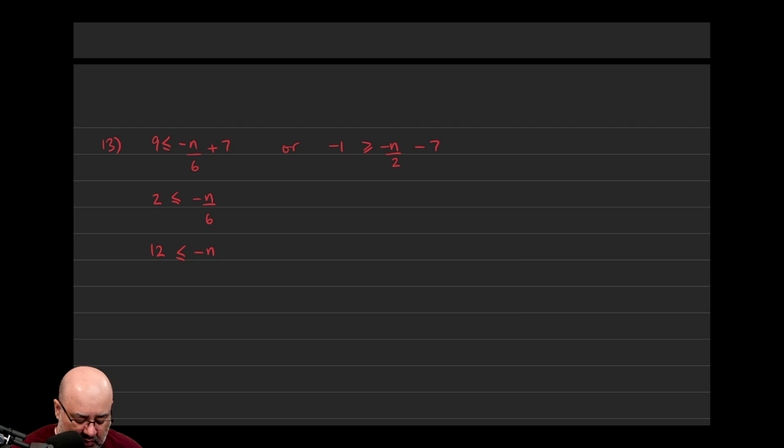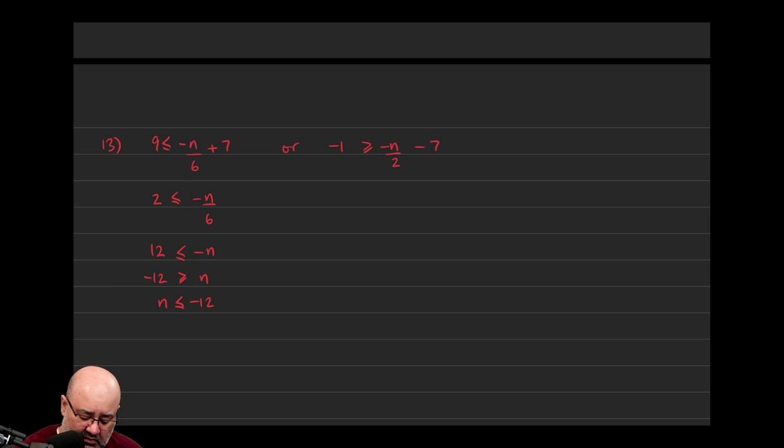And now we can multiply both sides by a negative 1. But when I do that, I have to change the direction of the inequality. I'm going to rearrange this so that the n is on the left-hand side. So we get n is less than or equal to negative 12. That's the first one solved.